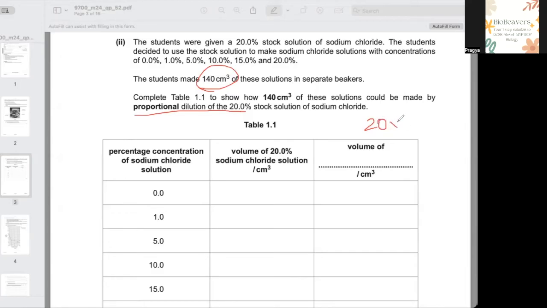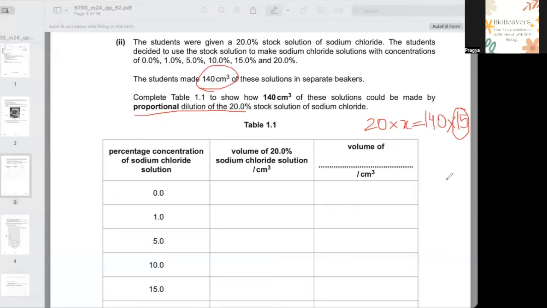And how much of this 20% should I take so that I can get 140 ml or centimeter cube of each one of them? So what value do I have to change here? It is this value which I will be changing. That is the 15 or the 10 or the 5, and I'll be getting a value for each one of them.